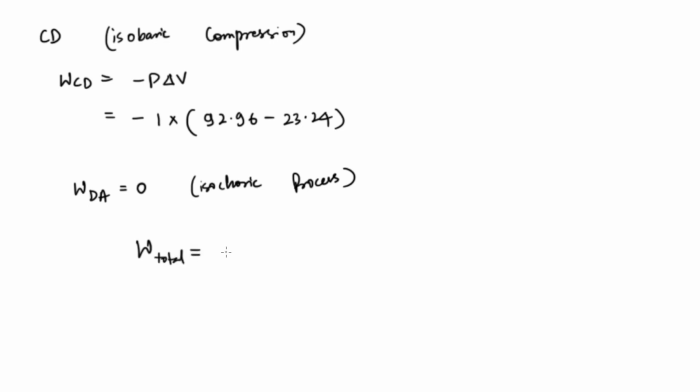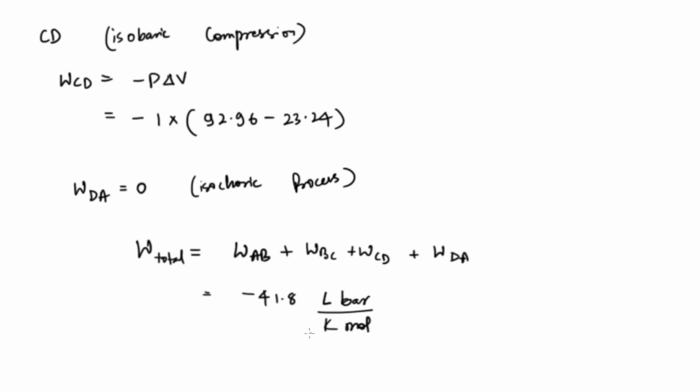I have calculated all the values on my rough notebook, and it will be WAB plus WBC plus WCD plus WDA. All the values I have already given to you. You just have to do a little calculation, and when you put it over there and solve it, you are going to get minus 41.8. This is what you are going to get in liter bar per Kelvin mole. Okay, that's what you are going to get.